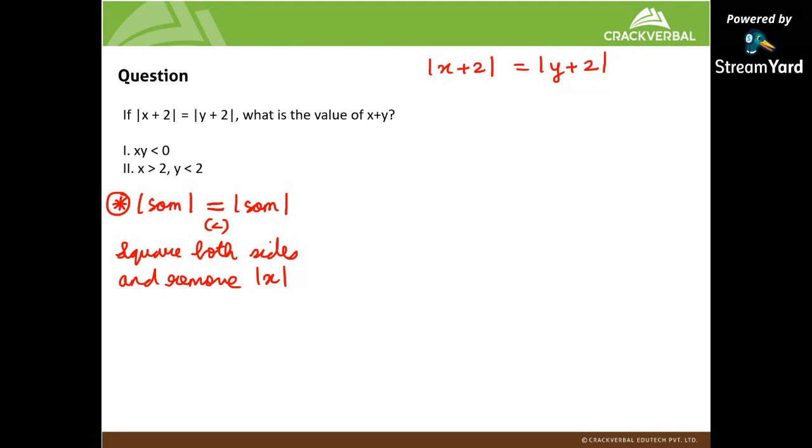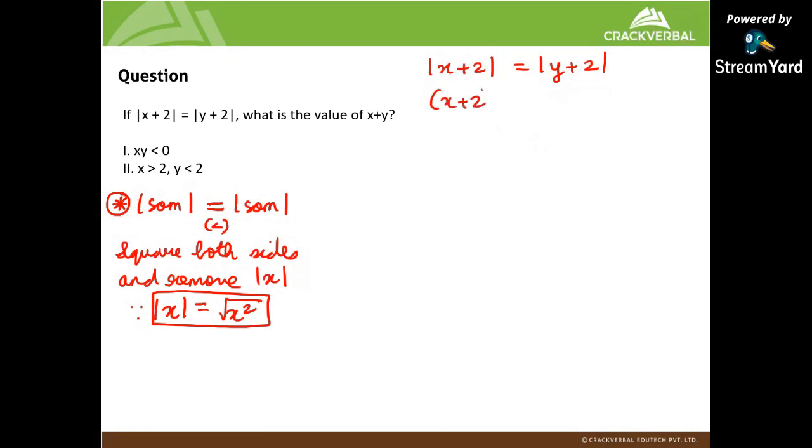Why? Because we have one definite relationship, or one big relationship. The mod of x, or absolute value of x, is always equal to the root of x square. So whenever you see a mod of x plus 2, it is actually the root of x plus 2 whole square. So to remove the roots, you can always square both sides. Whenever you see an absolute value on both sides of an equality or an inequality, you can always square both sides and simplify the entire equation.